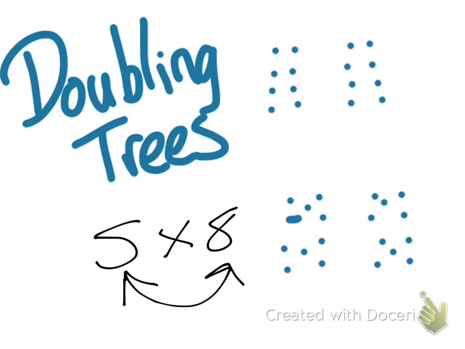Now we can use a doubling tree in order to solve larger problems if we don't know the times table fact. If you just know what 5 times 8 is, great, that's why we practice our extra maths, so that we know our basic facts really quickly. But if you don't know the basic fact, we can use a doubling tree in order to help us get the correct answer. Let's have a go.